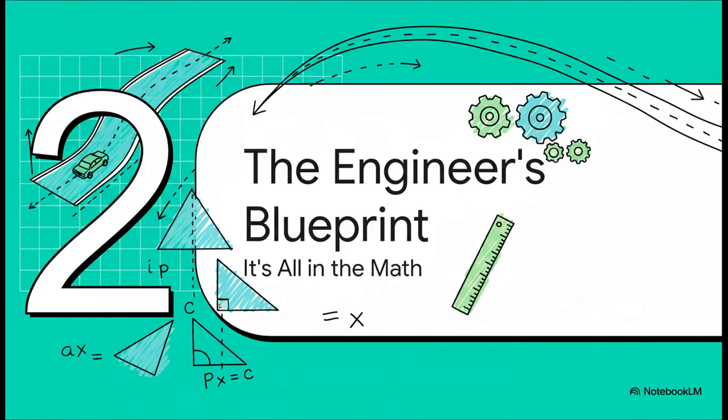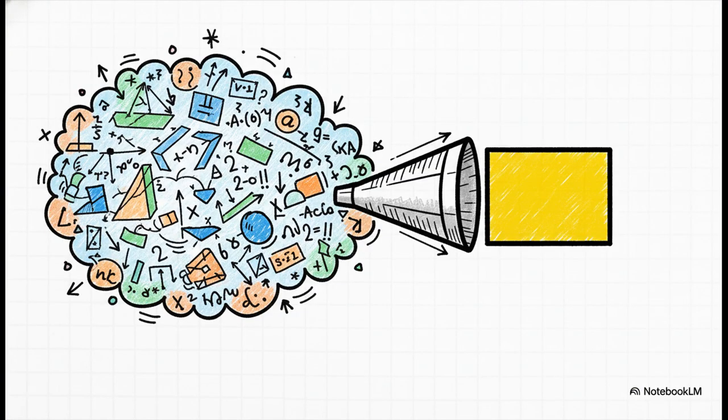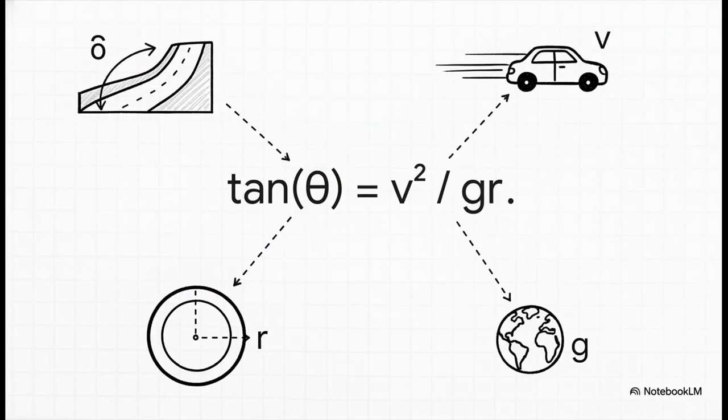And it turns out engineers have a kind of blueprint, a core formula that guides every single one of these designs. What's so amazing is how all these complex physics, we're talking forces, vectors, acceleration, the whole shebang, it all gets boiled down into one surprisingly simple and honestly kind of beautiful equation. This is the key that unlocks the whole thing. And here it is. The tangent of theta equals v squared over gr. It might look a little intimidating, but it's not, I promise.